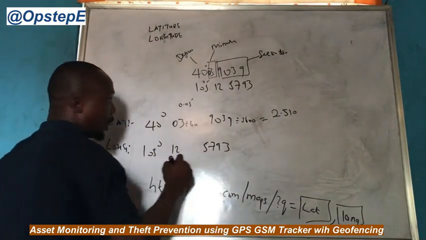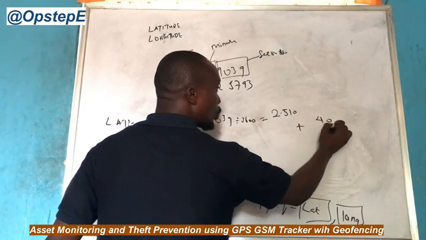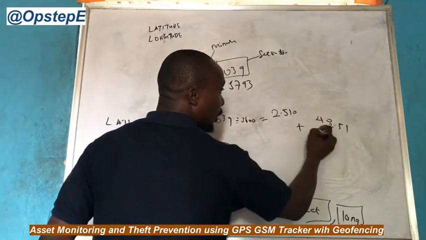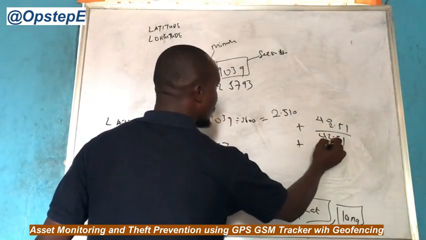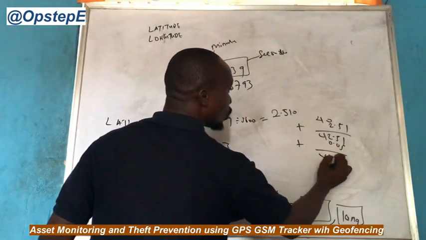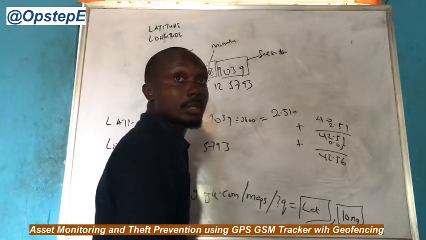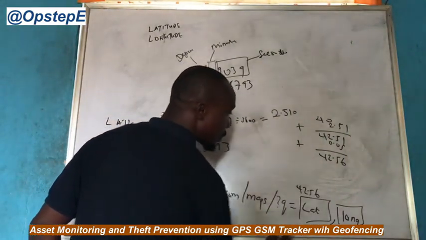Are you with me? Yes. Now, so 40 plus 2.51. That gave what? 42.51. Are you with me? Yes. Plus 0.05. That gave 42.56. Isn't that it? Yes. That becomes your latitude: 42.56.